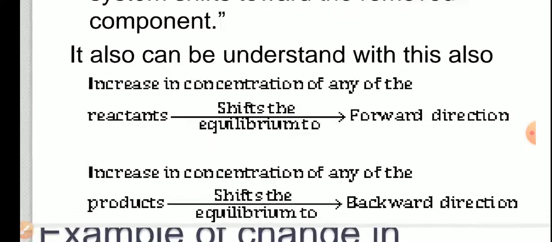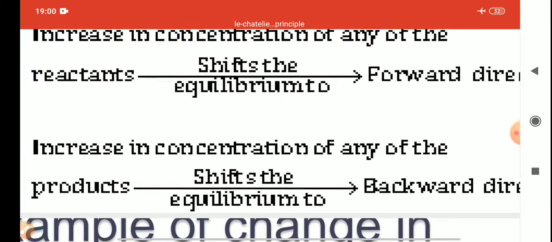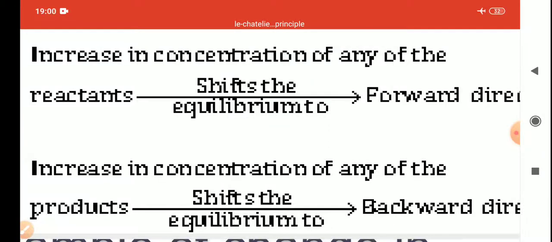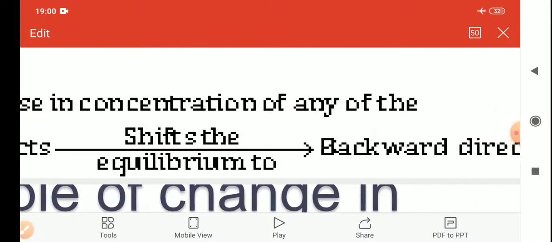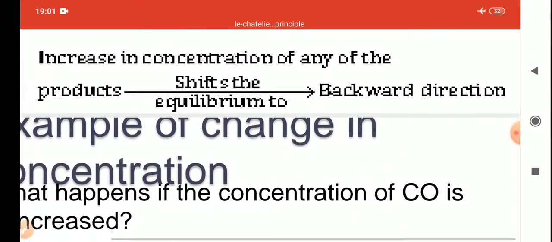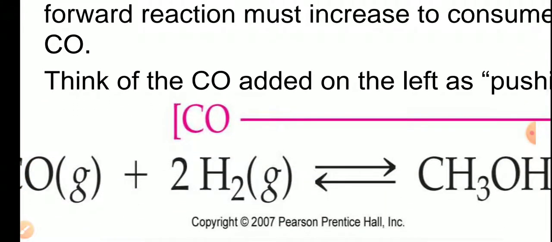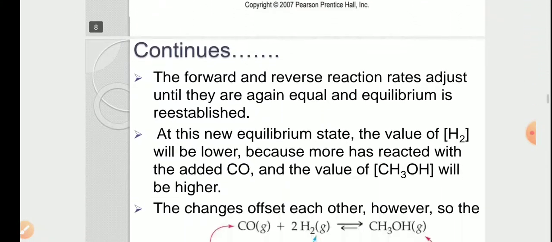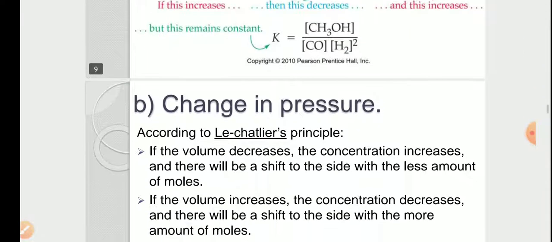So this is the diagram, or basically the equation, by which you can understand it very easily. If you increase the reactant concentration, then the equilibrium shifts in the forward direction. Same thing, if you increase the product concentration, then the reaction shifts in the backward direction. So it's very simple. There will be lots of examples, but today I'm not discussing a particular example, we want to discuss the theory.